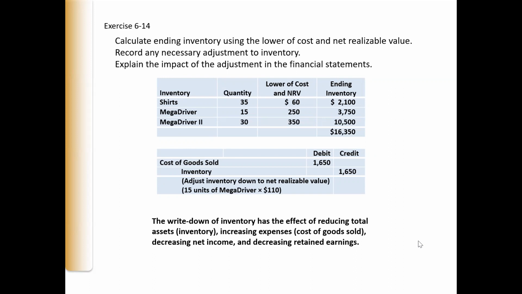And how does this affect us? The write down of inventory basically reduces our assets and also reduces our net income, right? Decreasing net income and decreasing retained earnings.